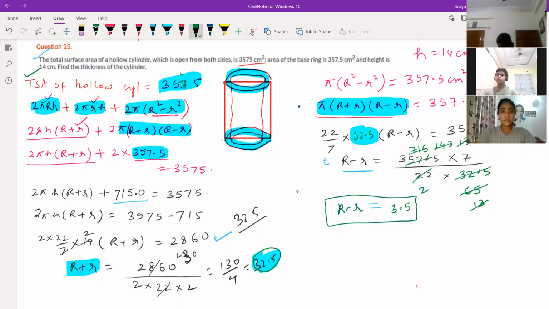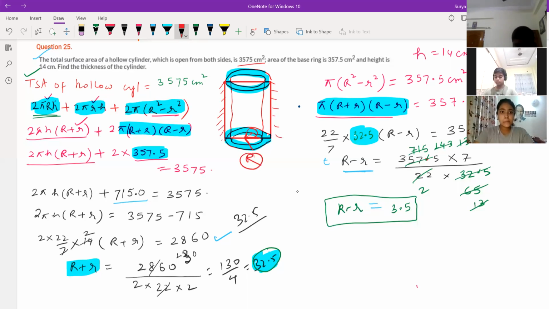3575. Sorry, 357.5. Total surface area of the cylinder is 3575 centimeter square. So what is the formula of total surface area of the hollow cylinder? 2 pi RH. If you see this outer part, this is the outer CSA. Outer CSA is 2 pi capital RH, because this has capital R as the radius, and inside the radius is small r. Okay. Capital R and small r.